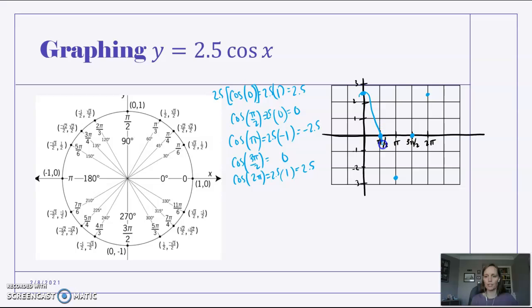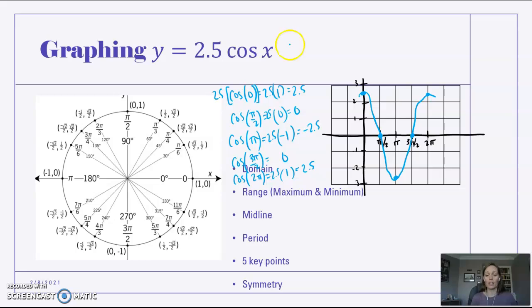And so you'll notice that the shape is the same. Forgive my sloppy lines there, but the shape is similar. It's just that it's been stretched out to be taller. And just like with sine, when I multiply by that number in the front there, that changes my range because now my minimum value is at negative 2.5 and my maximum value is at positive 2.5. So now my range goes from negative 2.5 to 2.5.